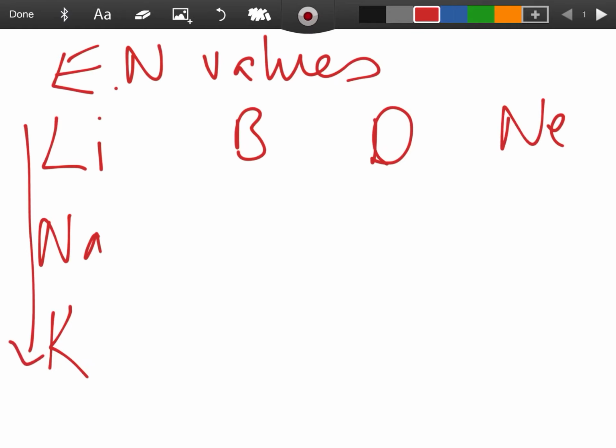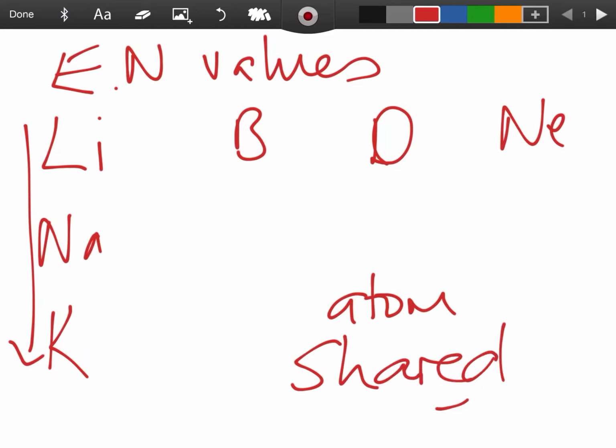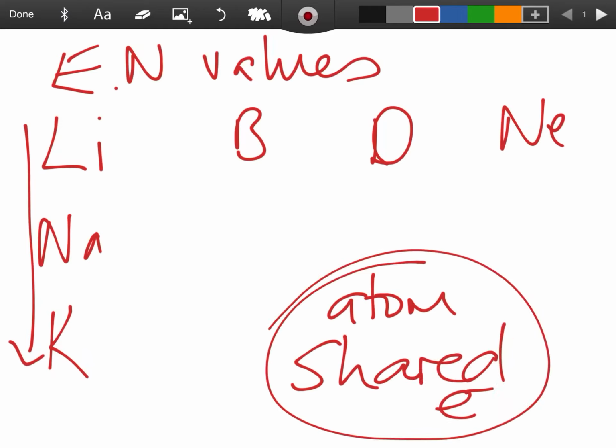So what do you think would happen to the electronegativity values as you go down a group? Now, you firstly need to consider again, what does electronegativity mean? Well, electronegativity is the relative attraction that an atom has for a shared pair of electrons. So lads, where would the shared electrons be? They would be in the outermost shells.